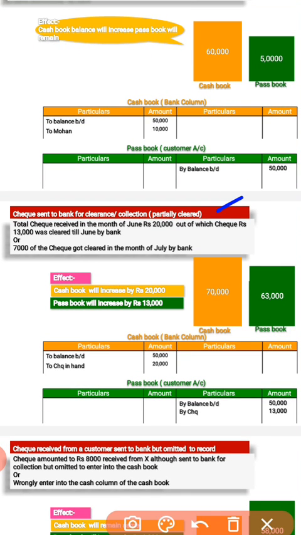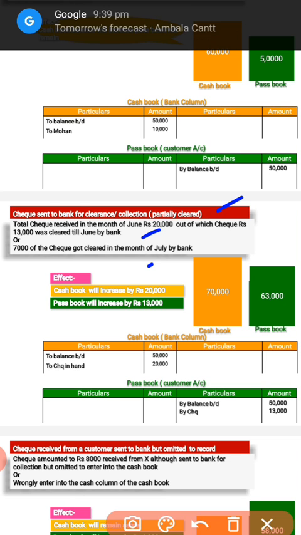Check sent to bank for collection partially cleared. Example, total checks received in the month of June, 20,000. Out of these, 13,000 was cleared till June. Means bank has deposited 13,000 in the month of June. We are preparing the reconciliation statement for the month of June, suppose, and in the month of June bank has cleared only 13,000 and 7,000 of the checks were cleared in the month of July. So we have to see only the month of June.